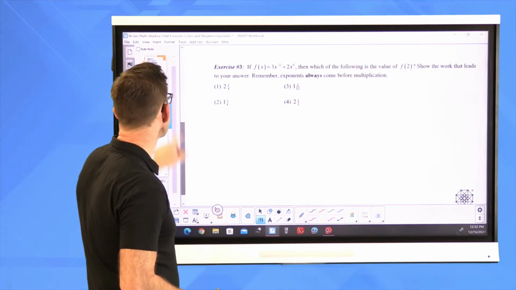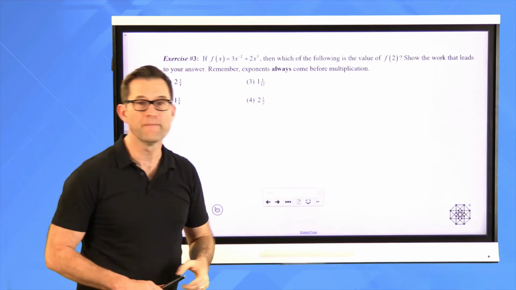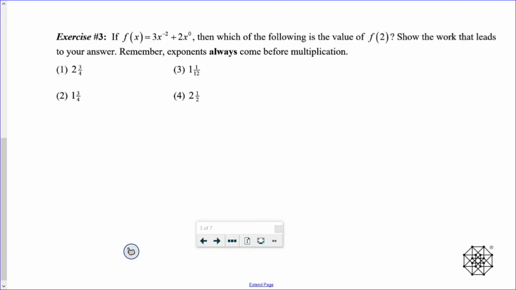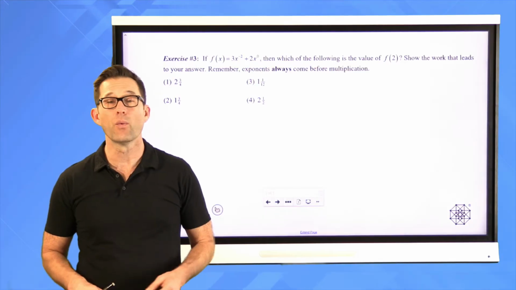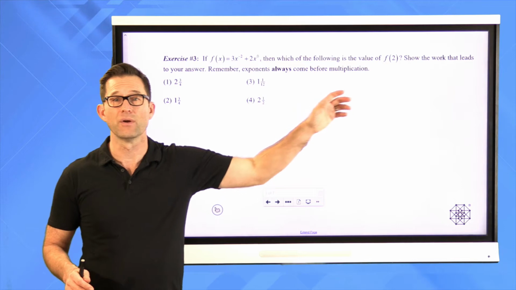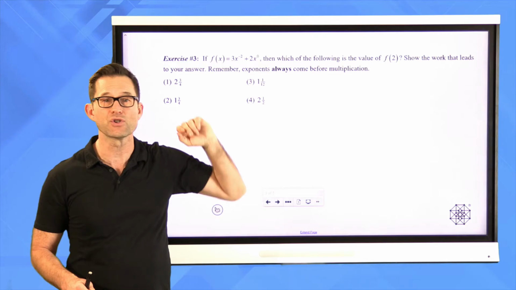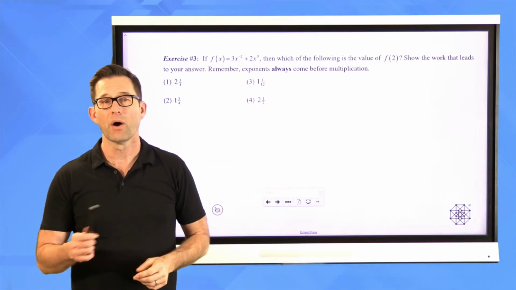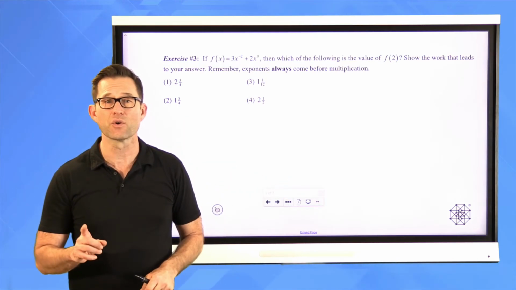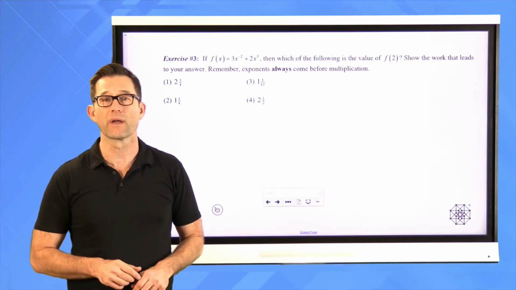Let's take a look at exercise number 3. Little function notation. If f of x equals 3 times x to the minus 2 plus 2 times x to the 0, then which of the following is the value of f of 2? Show the work that leads to your answer. Remember, exponents always come before multiplication. All right, so what I would like you to do is go for it. You know how to do function notation. You're going to take that 2, plug it in wherever there's an x in that function definition, and just evaluate the output. Pause the video now and see if you can figure out what the answer is, and try to do this without using your calculator.